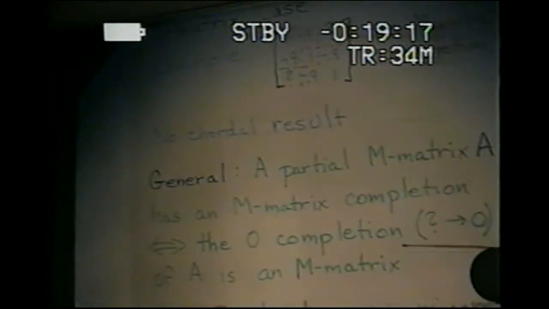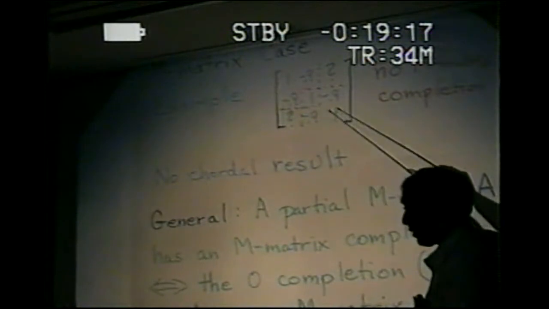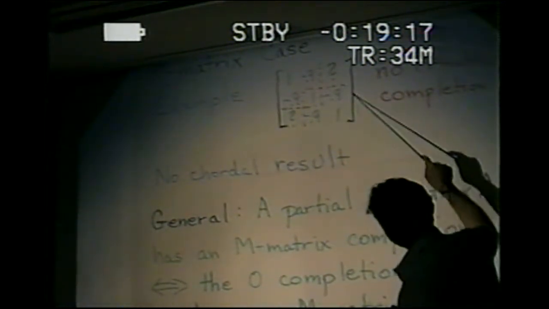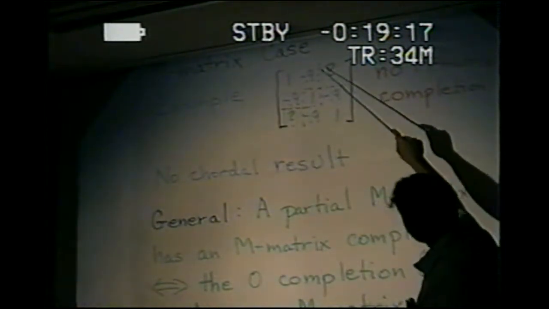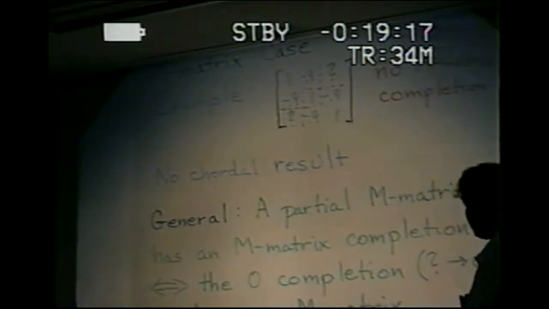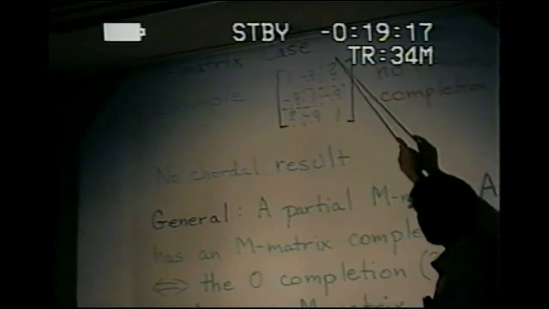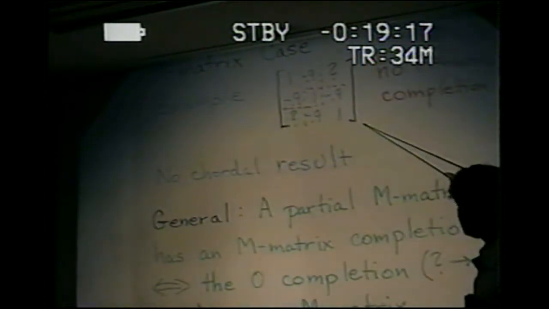But here's already, in a very small case, a rather troubling example. Here's a partial M matrix, because this is an M matrix, this is an M matrix. The graph is nice and chordal. In fact, it's one-chordal, because the overlap is just a single vertex. And yet, this partial matrix has no M matrix completion. It's easy to see that.